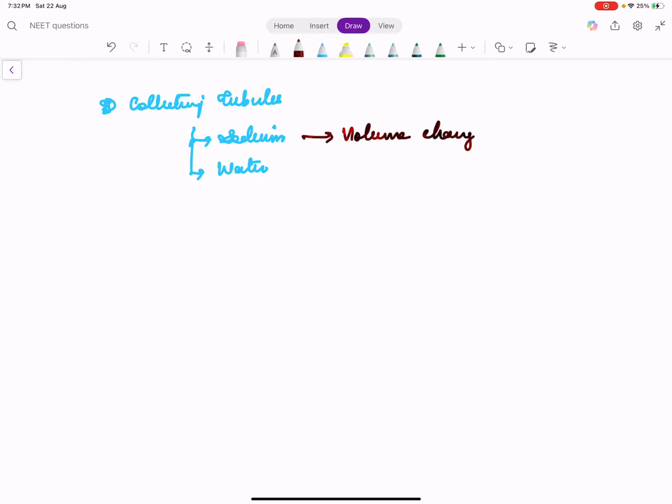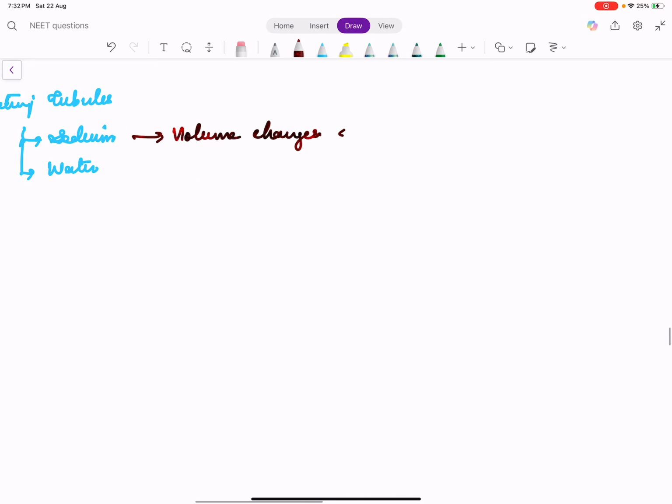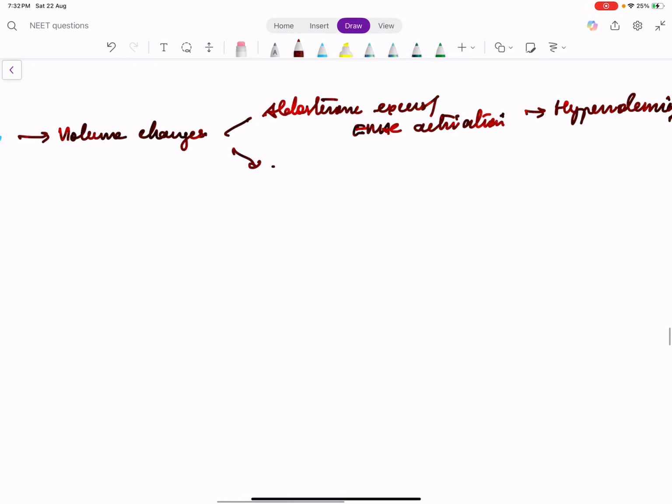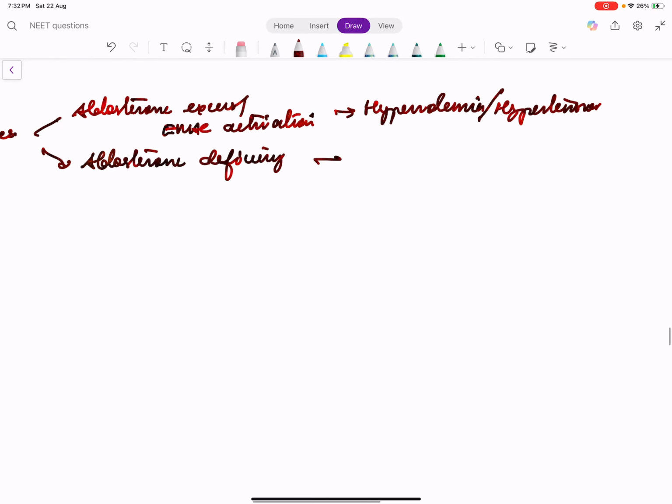For example, if there is aldosterone excess or ENaC activation, there will be hypervolemia or hypertension. An example is Conn syndrome. Suppose there is aldosterone deficiency, for example in Addison's disease, there will be hypovolemia and hypotension.